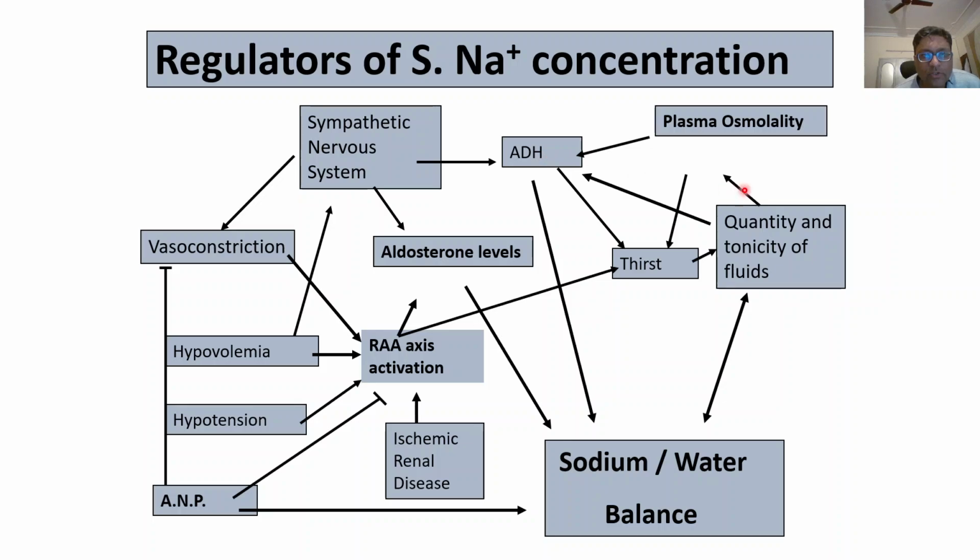So all of these things regulate sodium concentration. Sympathetic nervous system stimulation: loss of sympathetic stimulation will cause vasoconstriction. Inhibition of ANP. Hypovolemia will cause activation of the renin-angiotensin axis, more aldosterone levels, more sodium retention. Also, sympathetic stimulation will lead to increased antidiuretic hormone, which is vasopressin, more sodium retention, and thirst. Low plasma osmolality also will lead to increased ADH. This will all tend to regulate the sodium and water balance.